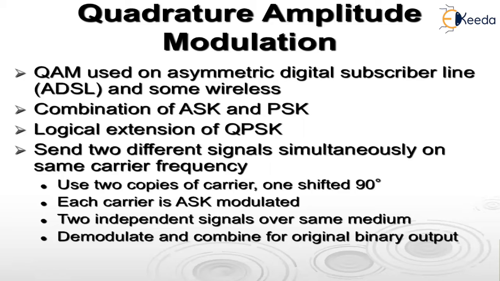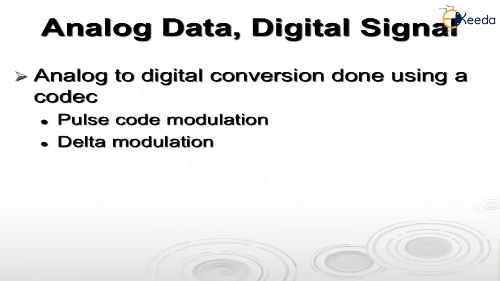Then we will see another signaling technique, that is analog data, digital signal. The device used for converting analog data into digital for transmission, and subsequently recovering the original analog data from the digital, is known as a codec, that is, coder-decoder. The two principal techniques used in codecs are pulse code modulation and delta modulation.